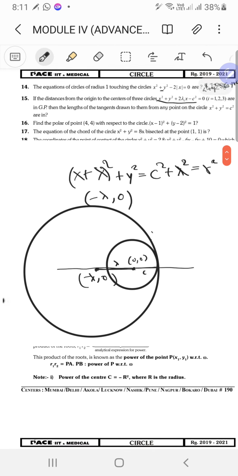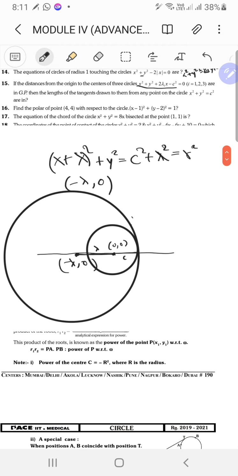Okay, and then they told us that if these distances are in GP, then the length of tangents drawn to them from any point on this circle are in. Oh, that's weird.